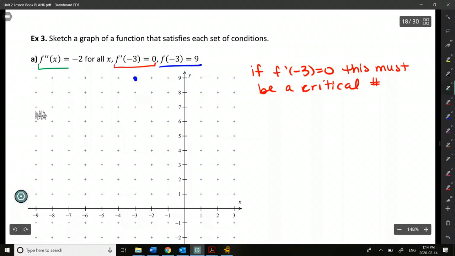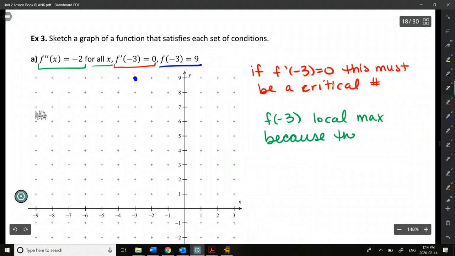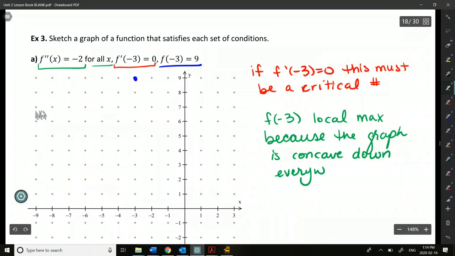It says f double prime is negative for all x values. So if the second derivative is negative everywhere, what does that tell us about our entire graph? It must be concave down everywhere. So if it's concave down everywhere, I think we can confidently say that f at negative 3 must be a local max, right? Why is it? Because it's concave down everywhere. So the second derivative is negative for all x, that's what it tells us.